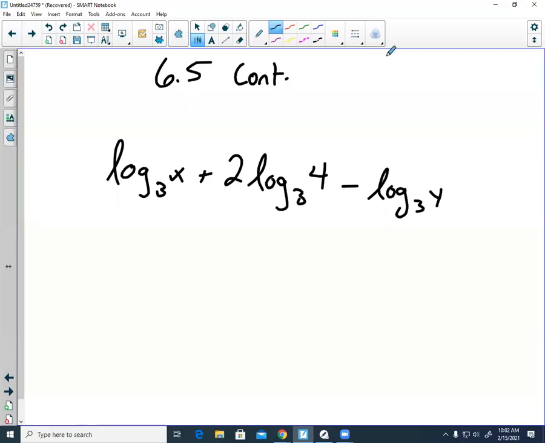Hopefully, as you worked your way through and were able to expand all of these, you started to understand how the properties work. I think on Friday we talked about using the quotient property first, then the product property, and then the power property. We talked about using those three.